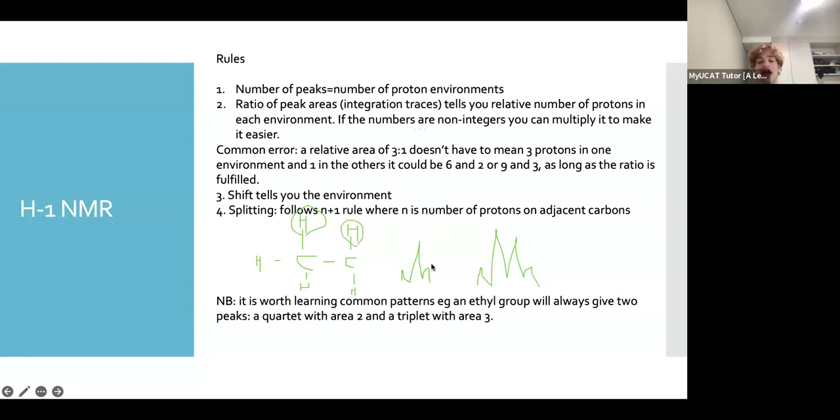The other piece of information is the areas, which we just talked about. So for this peak, you're going to have an area of 3, and this one you're going to have a relative area of 2. That's because in this environment you have two protons, but in this one you have three. So you have two new pieces of information that you didn't get with carbon-13 NMR. The first is how many protons exist in that environment, which is told to you by the relative areas. The second is how many protons are in adjacent carbons, which is told to you by the splitting pattern and the n+1 rule.